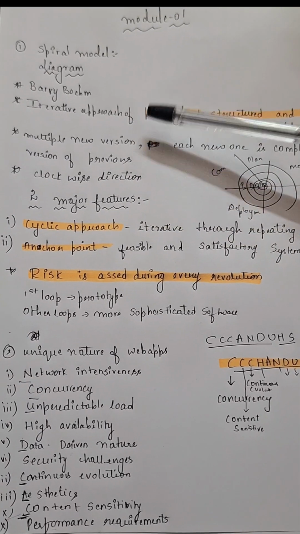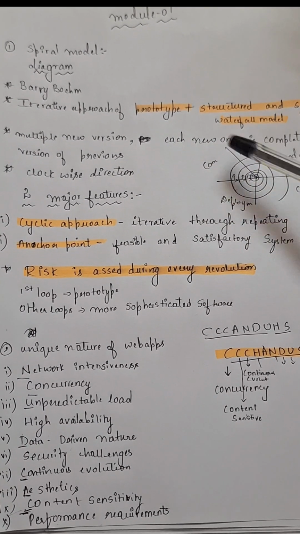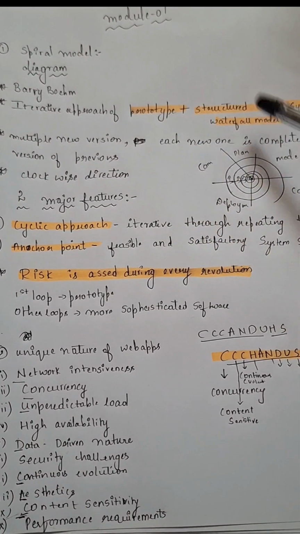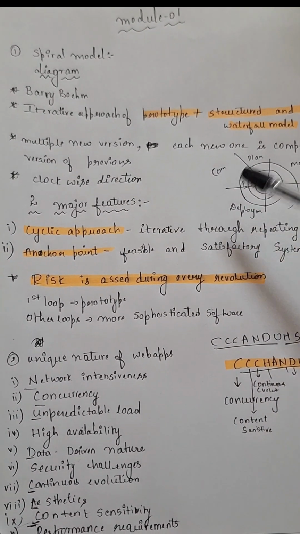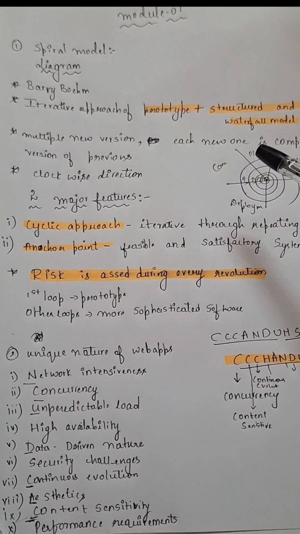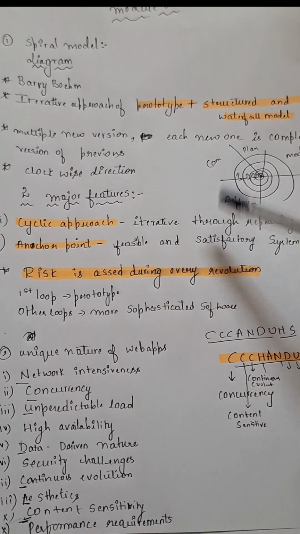It is an iterative approach of the prototype model plus the structured and systematic waterfall model. So spiral is a combination of both. While creating a project, multiple new versions will come. Each new one is a completed version of the previous one. You have to keep this in mind. So it moves in clockwise direction.